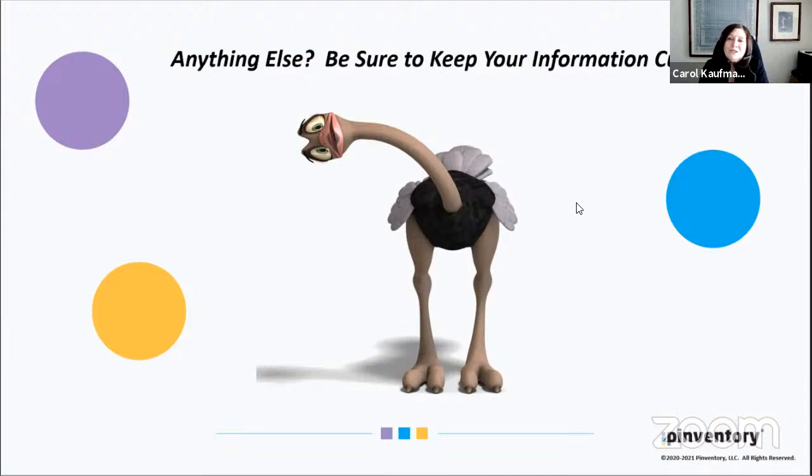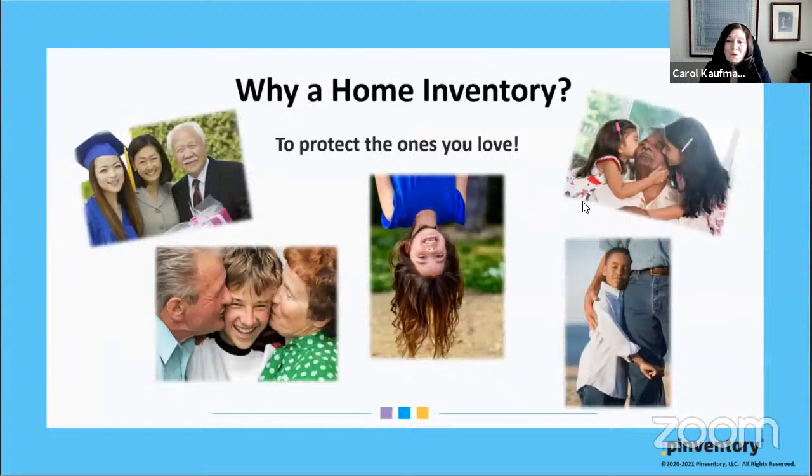They say that the most current is when you get married because you have the registry. So the best time to do your home inventory is probably 20 years ago. The next best time is now. The worst time to do it is when you say, I'll do it when I get some time. Why? To protect the ones you love. That's the bottom line, and to give you peace of mind.